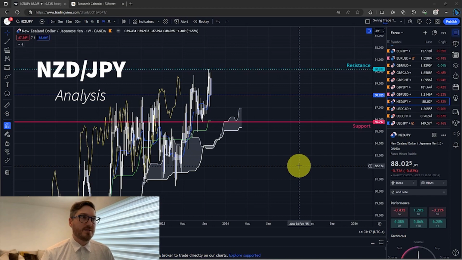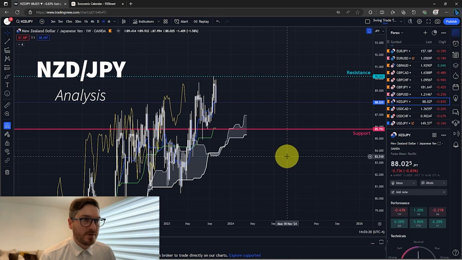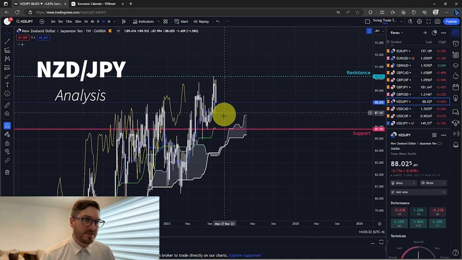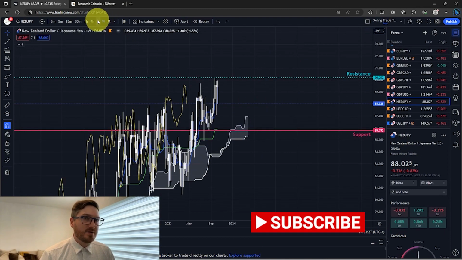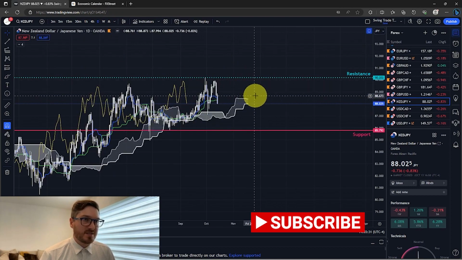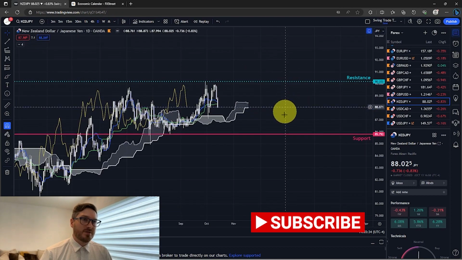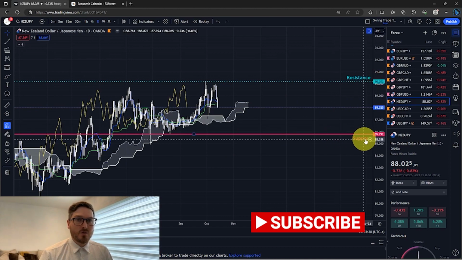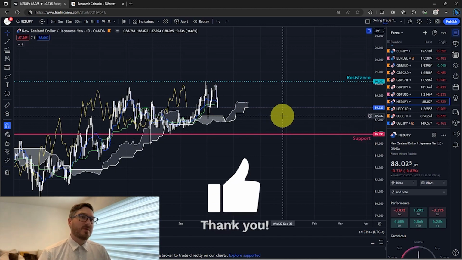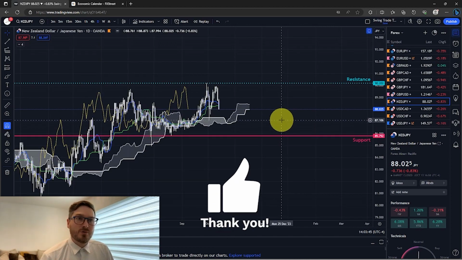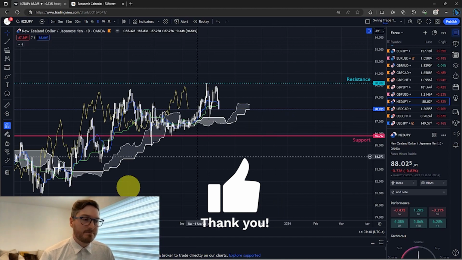Okay guys, New Zealand dollar, Japanese yen, weekly chart. Everything's flat. Tenkan-sen, Kijun-sen, Senko span A and B, all flat. So this is marked right now as a ranging market. And on the daily chart, we have a similar situation. So until we get a break of resistance at the 90.202 or the support level at the 85.792 level, this is just a ranging market, and I will not be looking to trade this week.